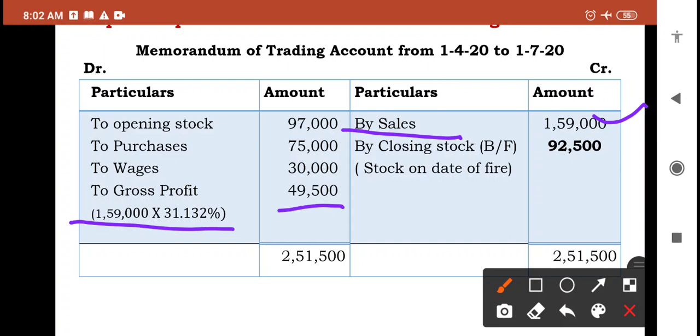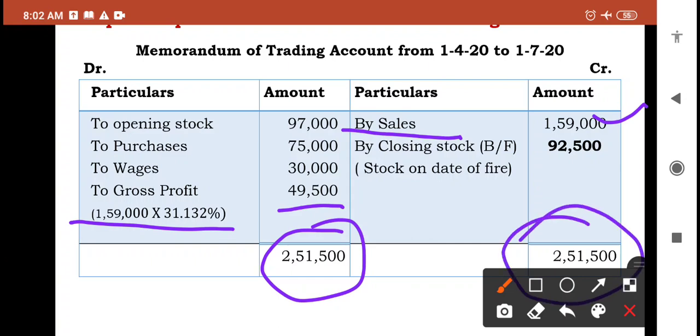And next, if you total it, we got 2,51,500 as the highest amount. So we have recorded the same amount on both sides, and we got the balancing figure as stock on date of fire, that is 92,500, which is considered as closing stock or stock on date of fire. Okay, so next we'll move on to the next step, that is calculation of actual loss of stock.